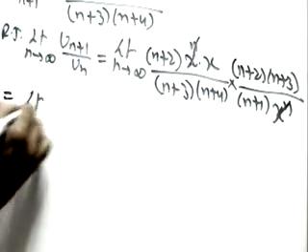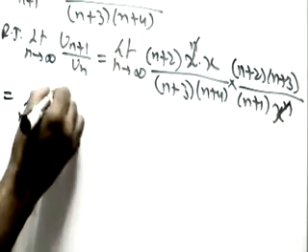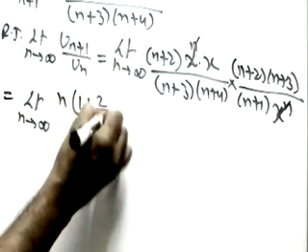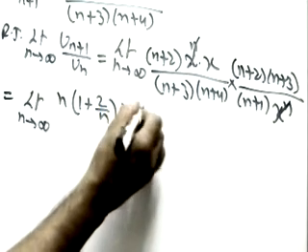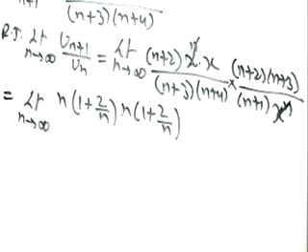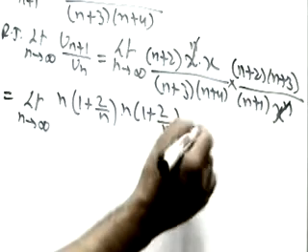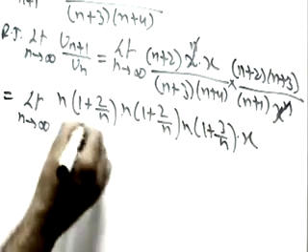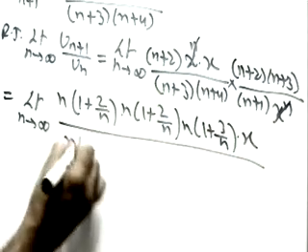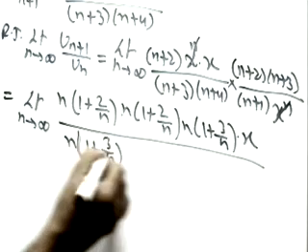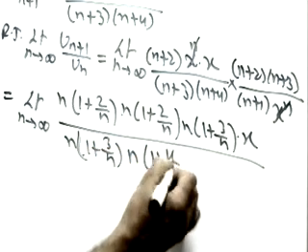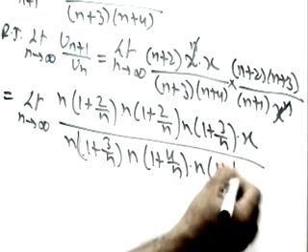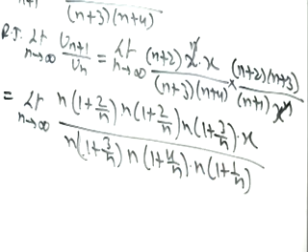Now let us do one thing. Let us take n common from each factor. Limit n tends to infinity. If you take n common here, 1 plus 2 by n. Taking n common here, 1 plus 2 by n, 1 plus 2 by n. And if you take n common here, it will be 1 plus 3 by n, and x is left here, x divided by 1 plus 3 by n. Take n common, 1 plus 4 by n. Take n common, 1 plus 1 by n, 1 plus 1 by n.